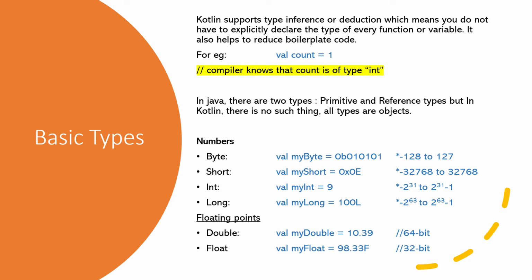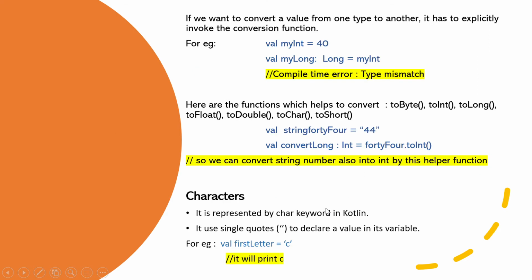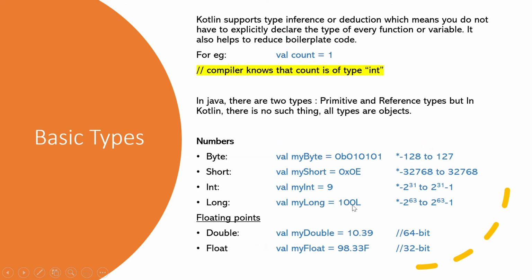Same with short, as it ranges from -32768 to 32767, and int ranges from -2 to the power 31 to 2 to the power 31 minus 1. And same with long, as it ranges from -2 to the power 63 to 2 to the power 63 minus 1. Then for floating point we have double and float. Double is more precise than float.